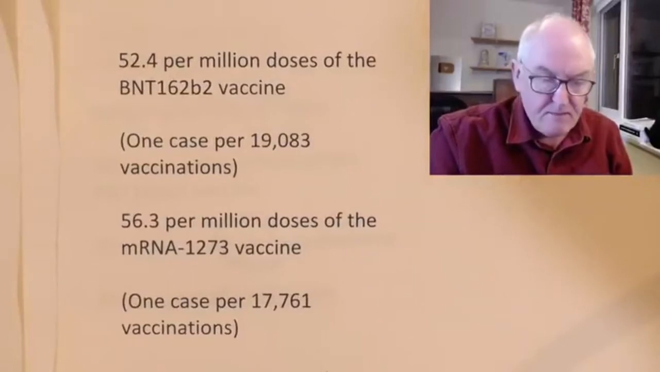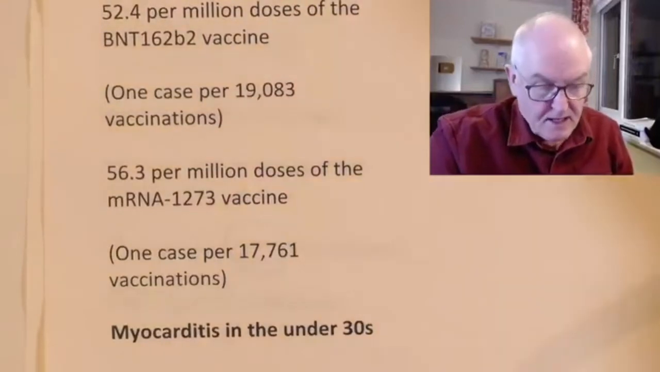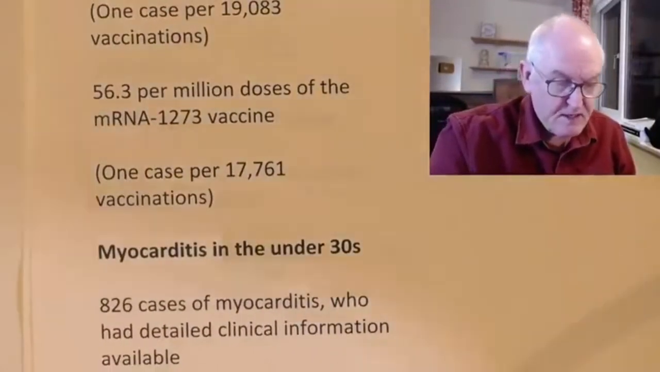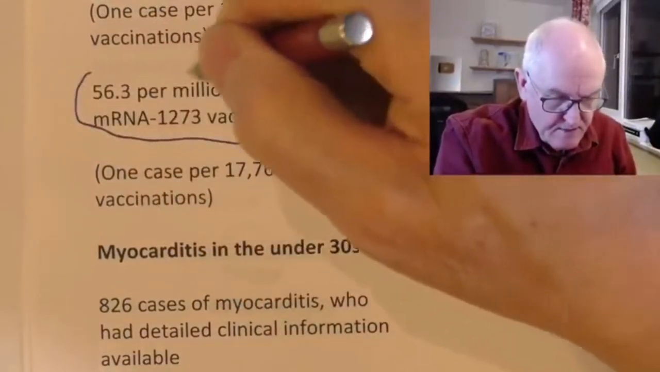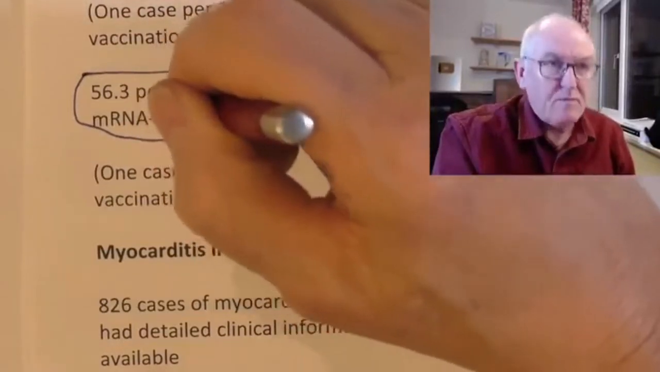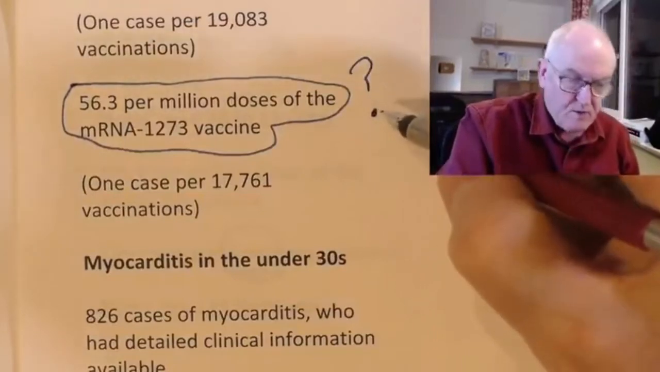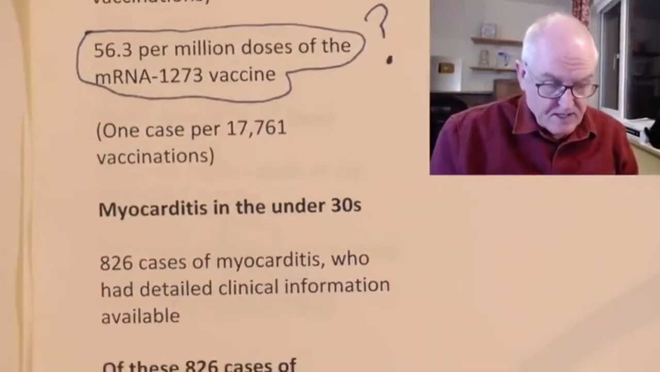52.4 million per million doses. That's one case in 19,000. And 56.3. Actually, in that particular age group, it's a bit confusing there. Let's go by the graphic. That is what it says in the paper, but the graphic indicates that that's not correct. So I'm not quite sure if that's just a fault in the way the paper's written. Anyway, that works out at one case in 17,000 and a bit.